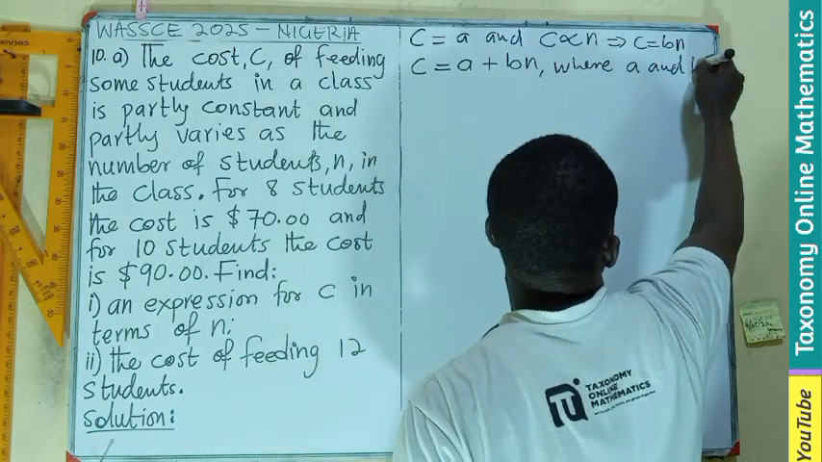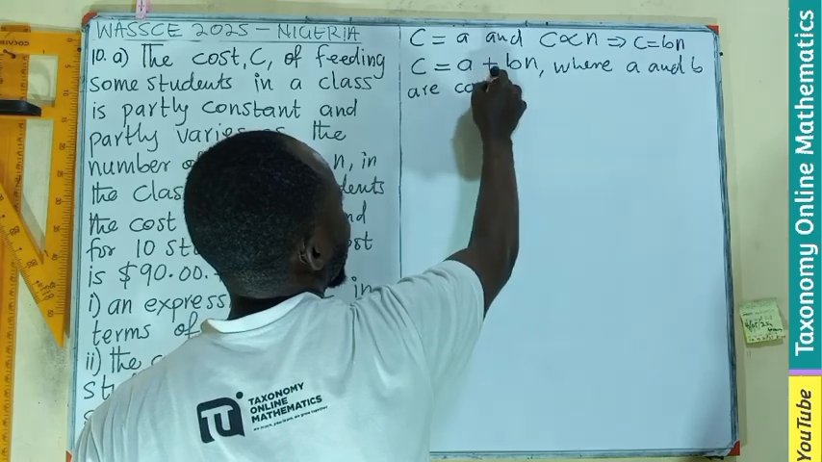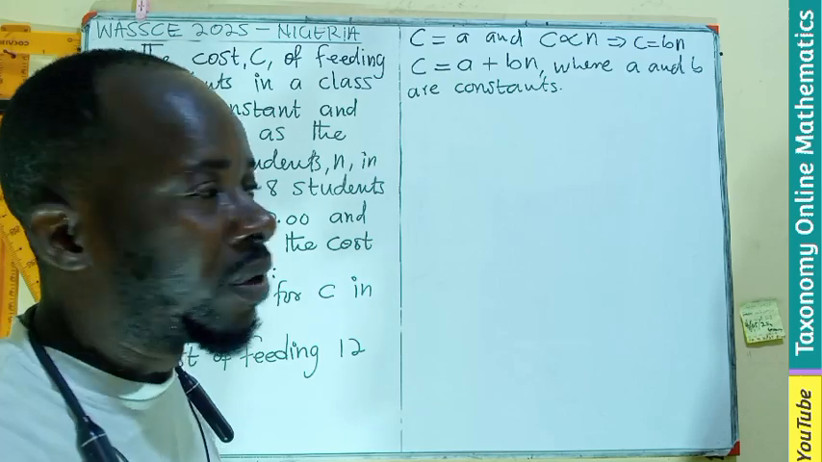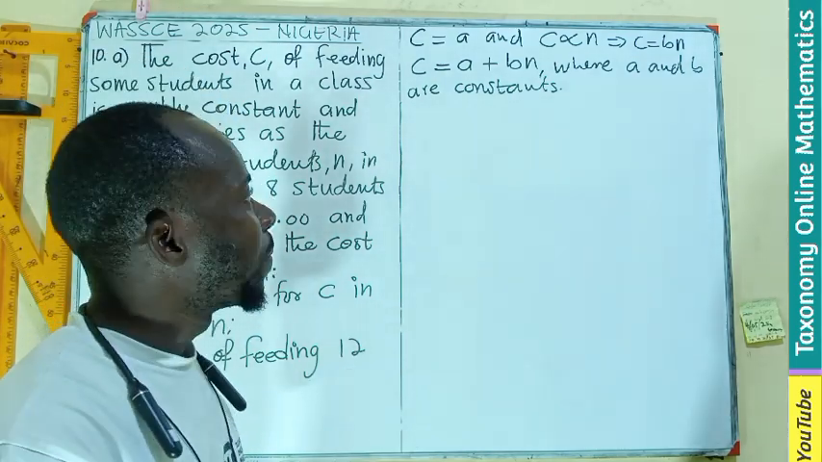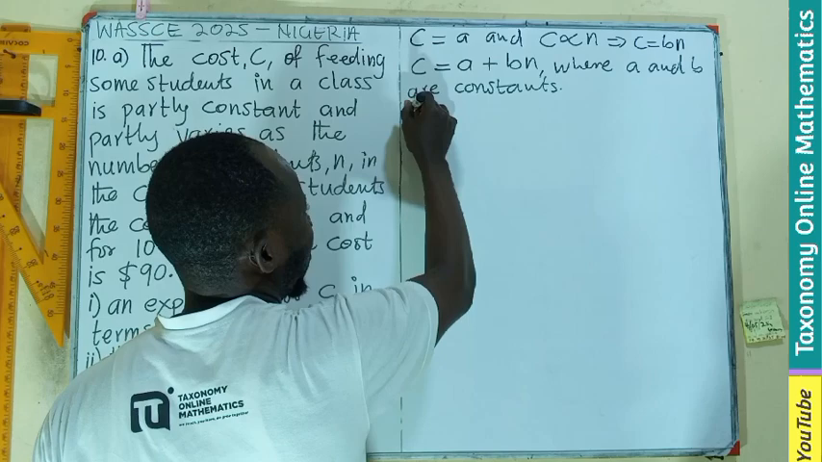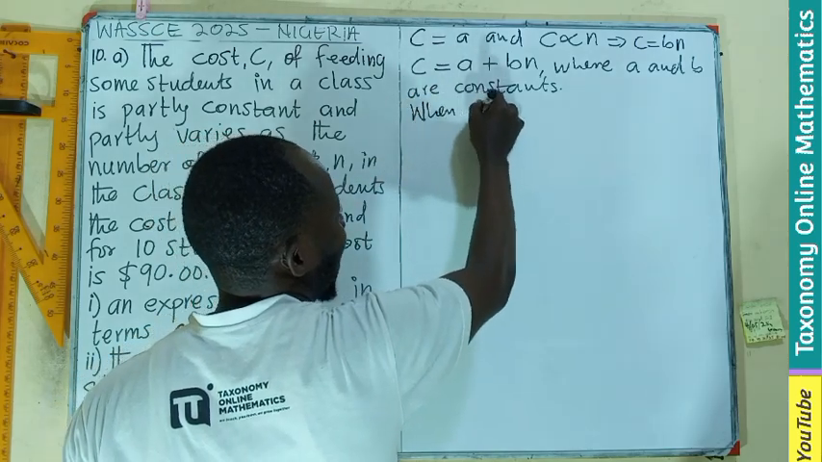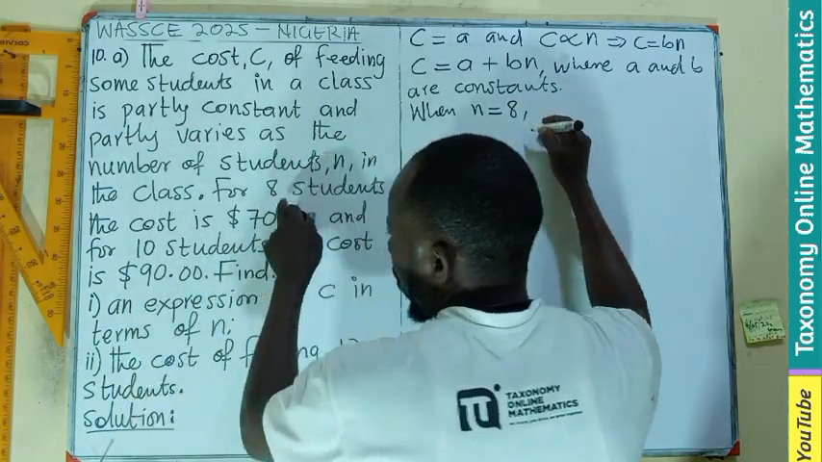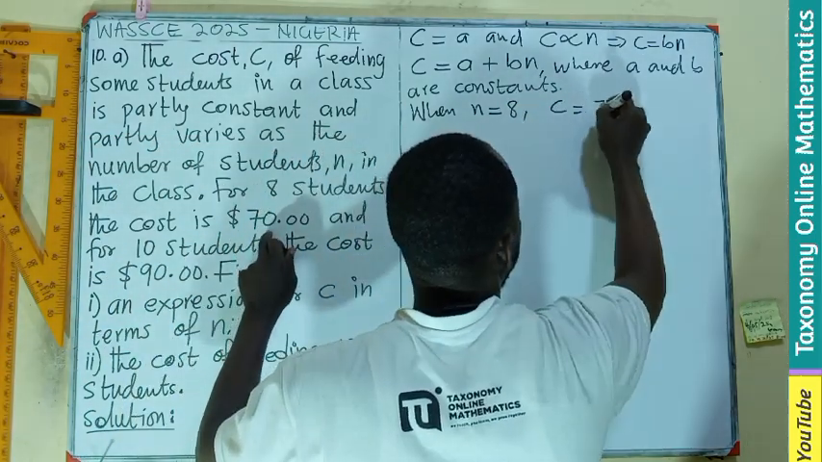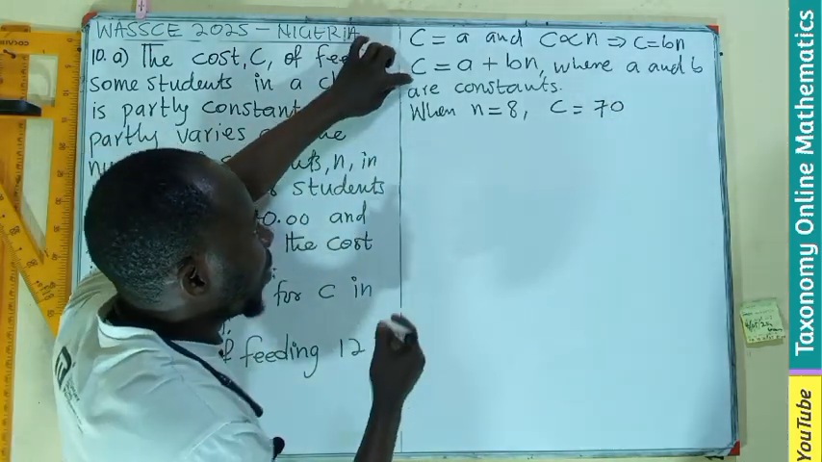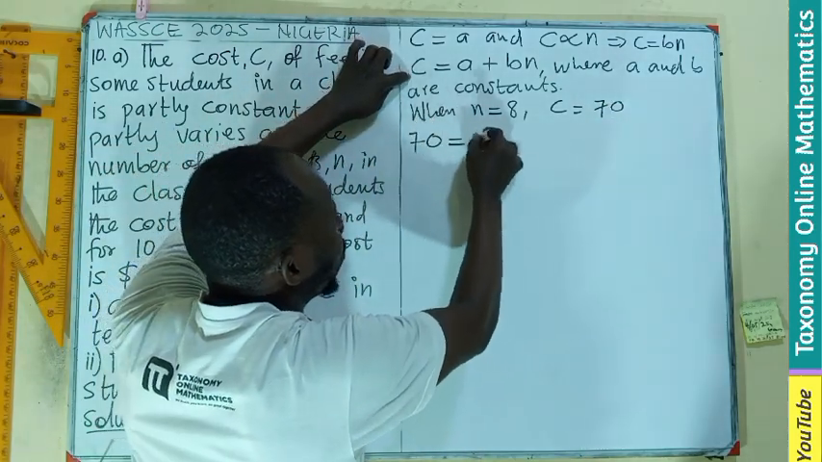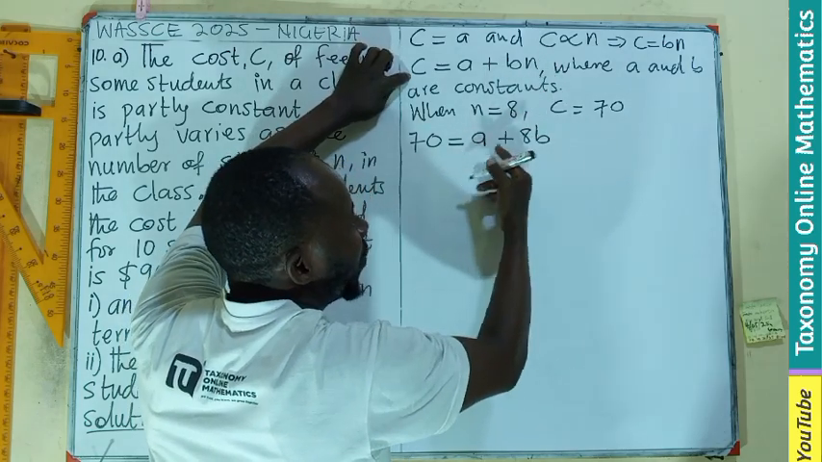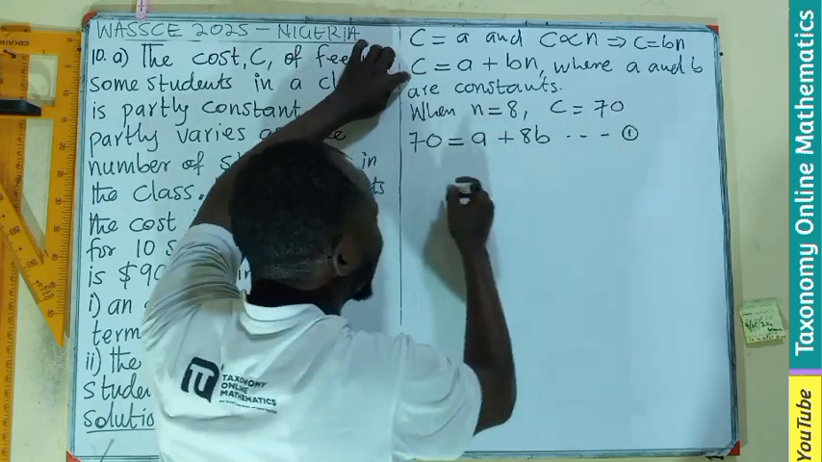A and B are constants. So A is the first constant, the B is a constant of variation. So A is a fixed constant. All right. So here, when we have N equals to the first number of people, 8, then the cost of feeding them becomes 70. So by substitution, we are going to have 70 equals A plus 8B. Both A and B are unknown. So we have the first equation.